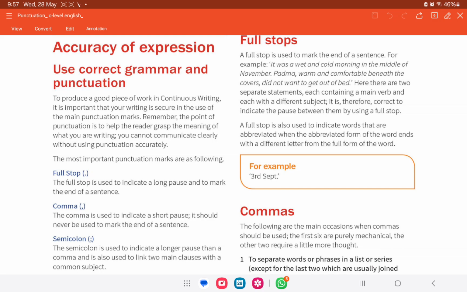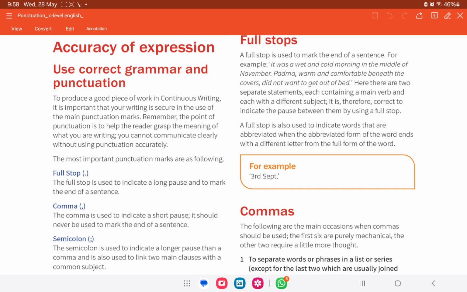In the last few videos we had been discussing accuracy of expression. Accuracy means that you can produce, you can create, you can write a document that is error free. Now what are those errors? Those errors are punctuation errors, spelling errors and grammar errors.